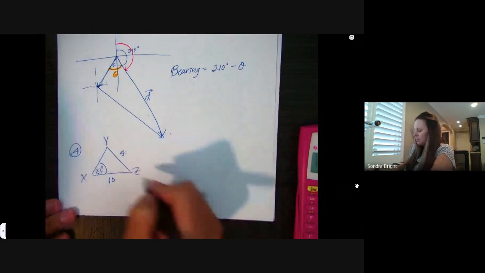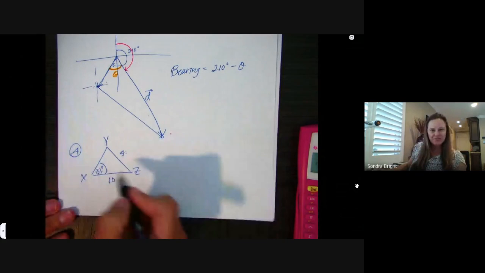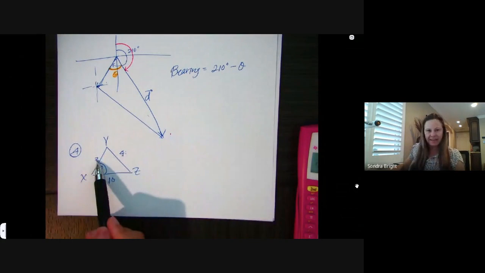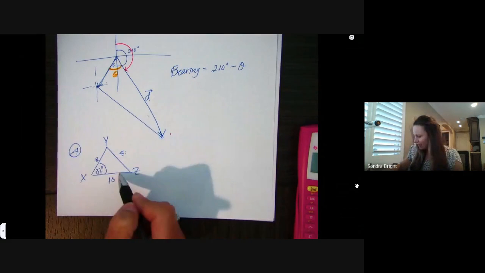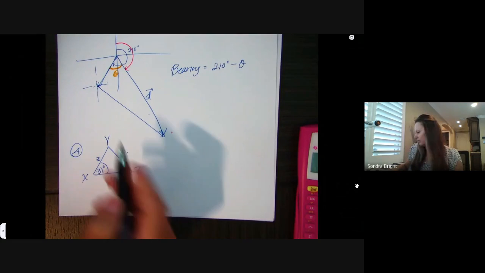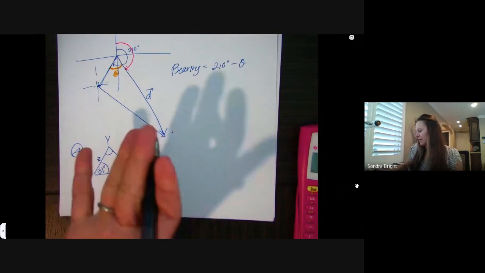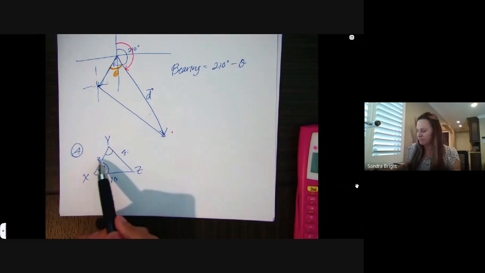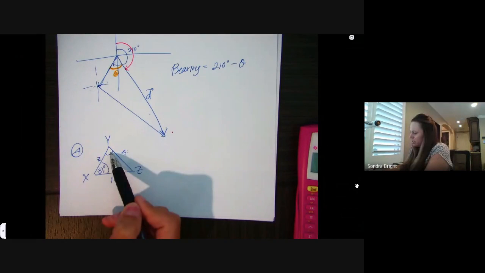So number 4, when you go to use law of sines, they asked you to find side Z. The problem is you can't go straight to finding Z until you have angle Z. And there's no way to find angle Z. You have to find angle Y first. There's no other choice. You've got to find angle Y first and then find angle Z and then find side Z.